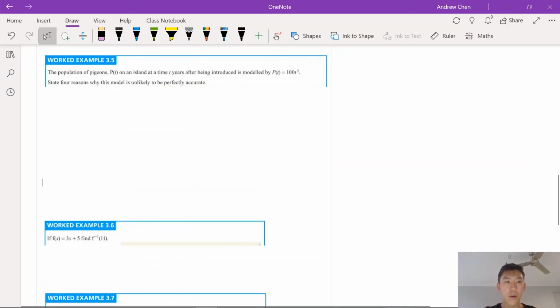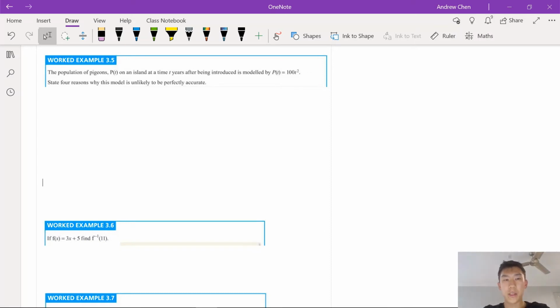Okay, worked example 3.5. The population of pigeons, P of t, so population of pigeons with respect to time. What that means is that our y-axis is going to represent population, and our x-axis is going to be time in years. So the population of pigeons, P of t, on an island at a time t years after being introduced is modeled by P of t equals 100t squared. State 4 reasons why this model is unlikely to be perfectly accurate.